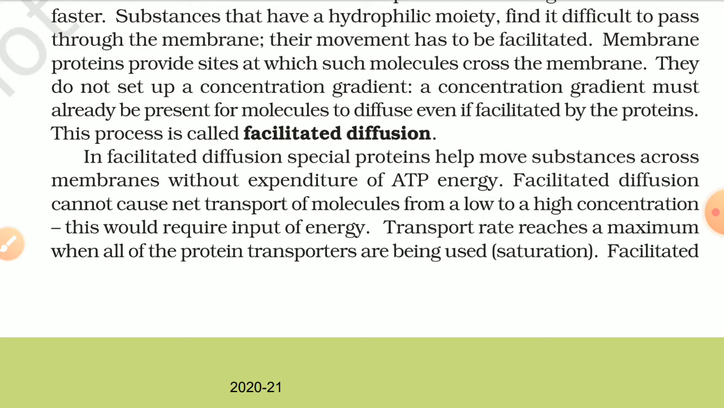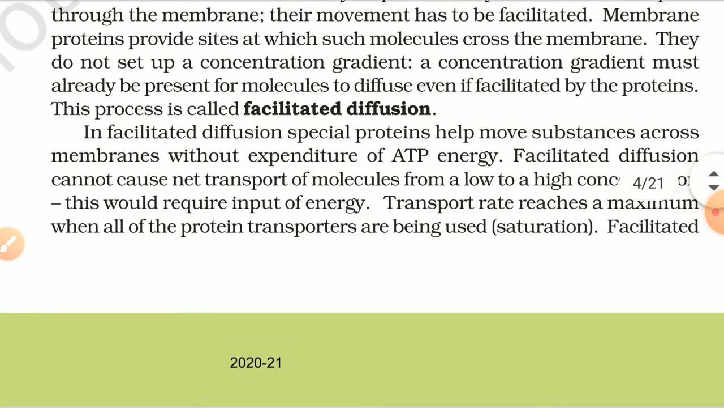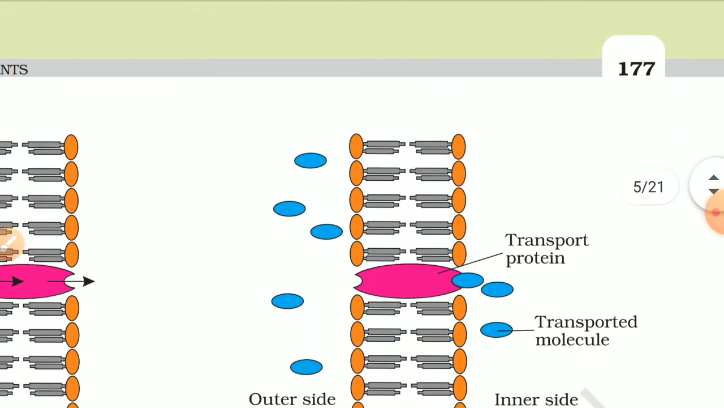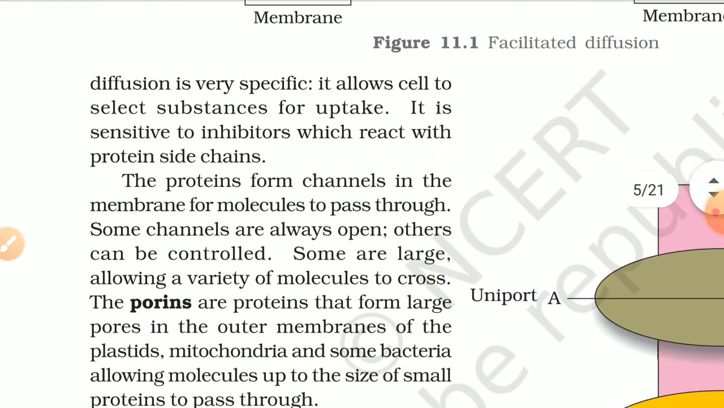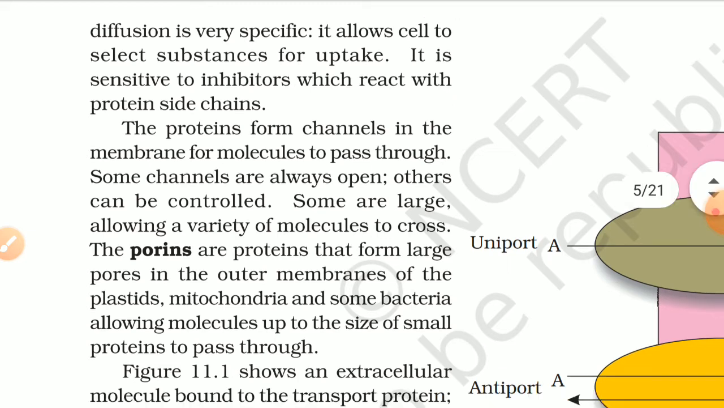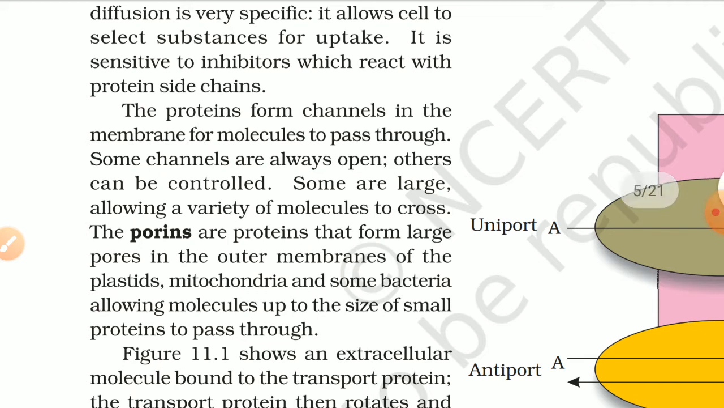Transport rate reaches a maximum when all the protein transporters are being used. Saturation. Facilitated diffusion is very specific. It allows the cell to select substances for uptake. It is sensitive to inhibitors which react with protein side chains.